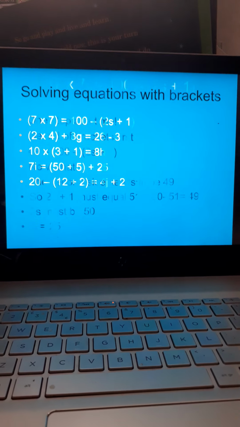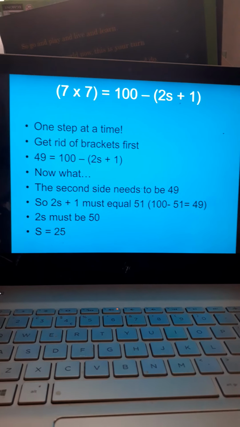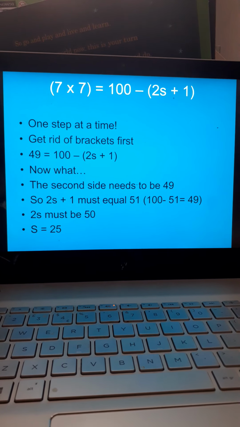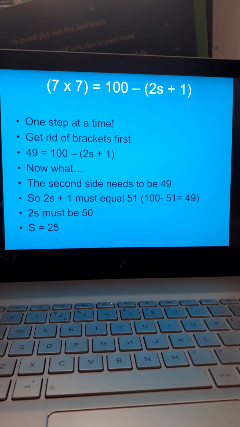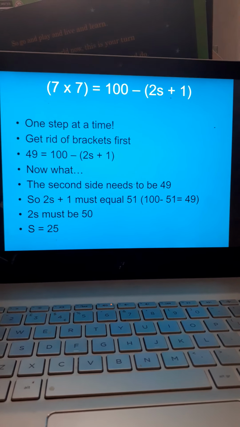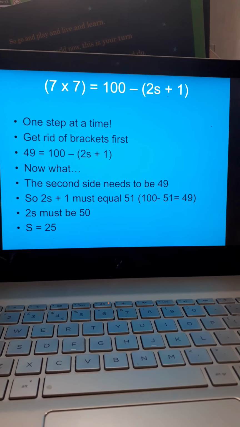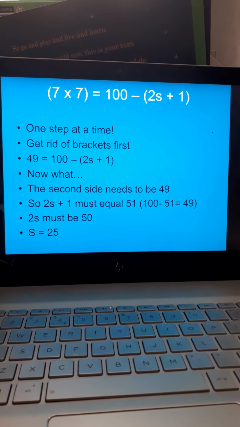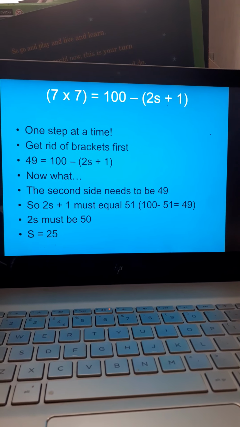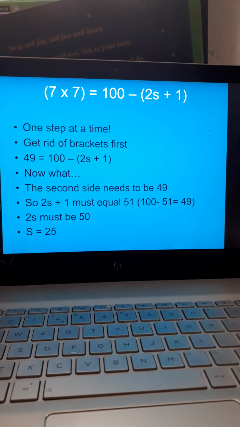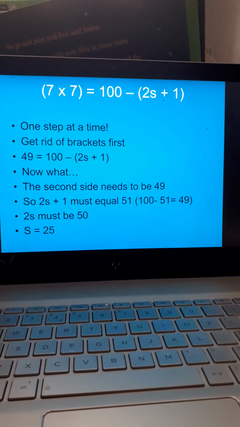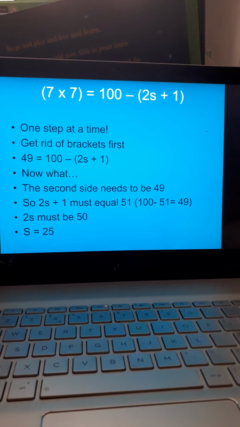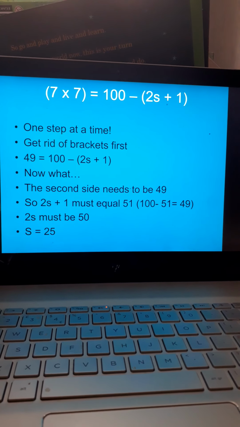But with this one here, let's take the first one, shall we? You do one step at a time. I can't emphasize that enough. One step at a time. Get rid of the brackets first. So 7 times 7 is 49. So on the left-hand side, it's 49. On the right-hand side, it must be 49 as well. So now what? I've got 100 take away 2s plus 1 must equal 49. The second side needs to be 49. So 2s plus 1 must equal 51. Because in brackets, 100 take away 51 is 49. So 2s must equal 50. If 2s equals 50, 1s must be 25.